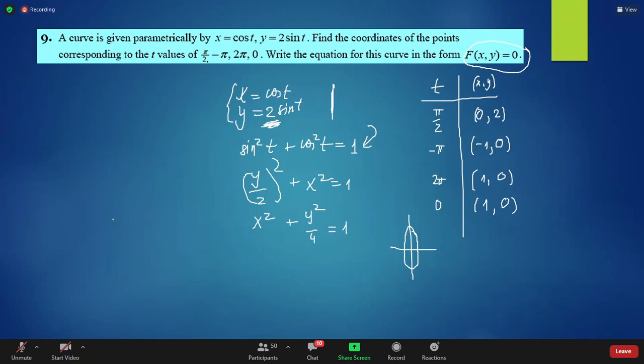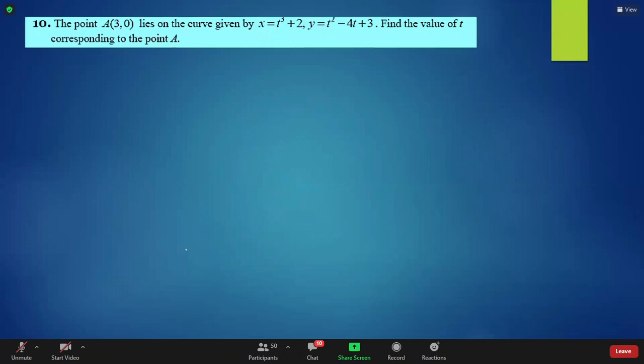Okay, x is t cubed, not very visible. I accidentally have cut the edge off. And y is t squared minus 4t plus 3. And now we have a point 3, 0, and we have to find the value of t corresponding to this point. In other words, I know that x is 3, and I know that y at the same point is 0. So now how do we deal with t?